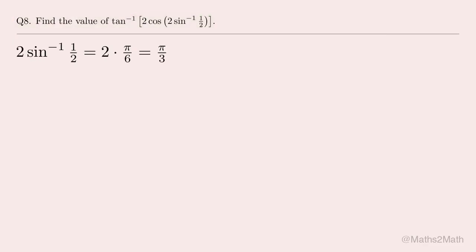Question 8, the first evaluation. We unwrap it from the inside out. Innermost first. Sine inverse of 1/2 is pi by 6, so twice it is pi by 3. Cosine of pi by 3 is 1/2, and twice that is 1. Finally, tan inverse of 1 is pi by 4.